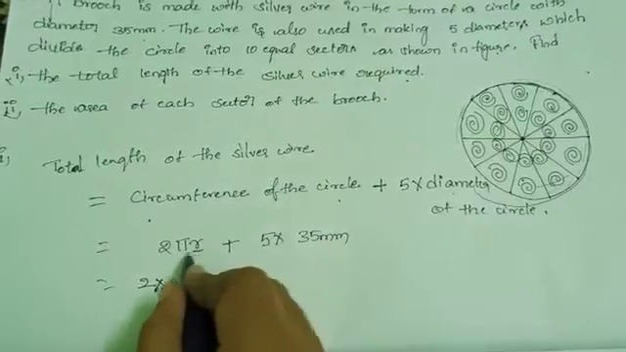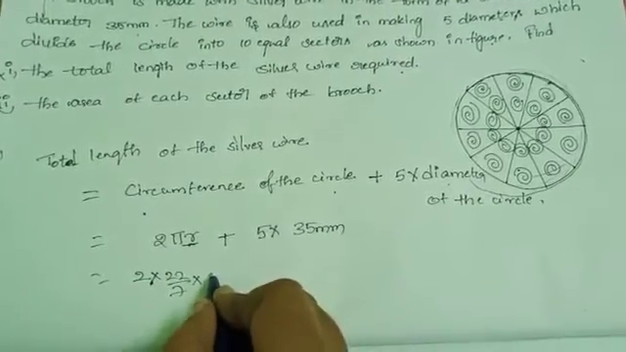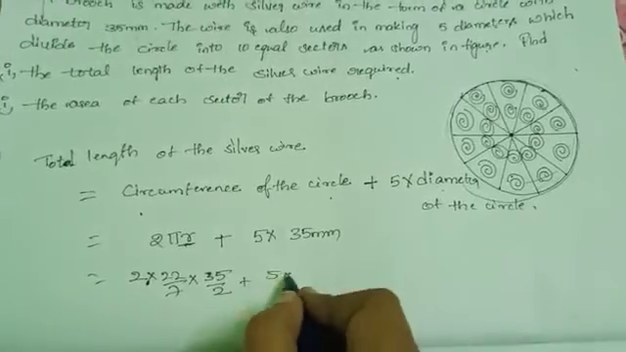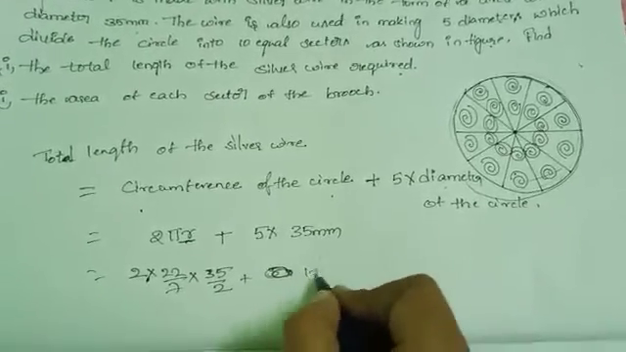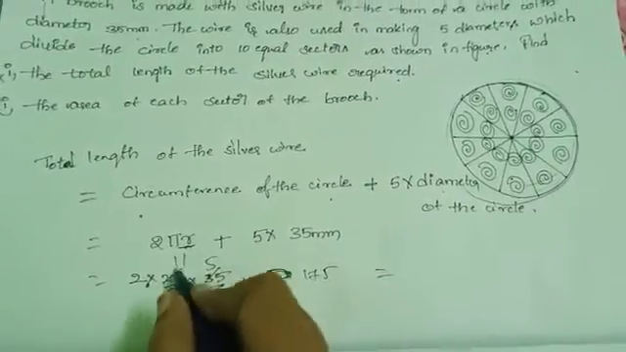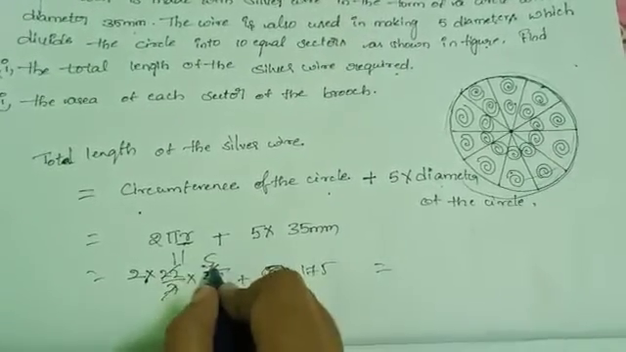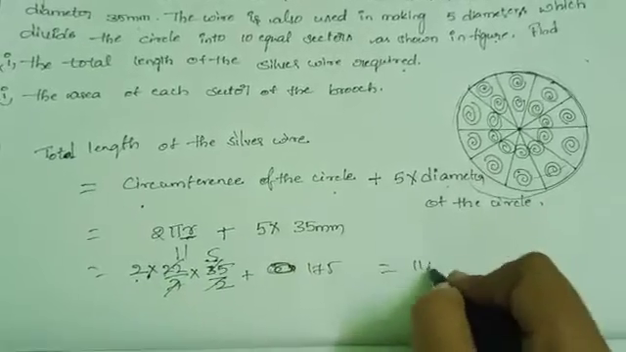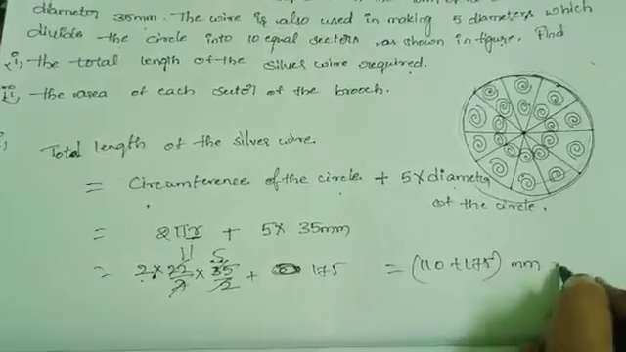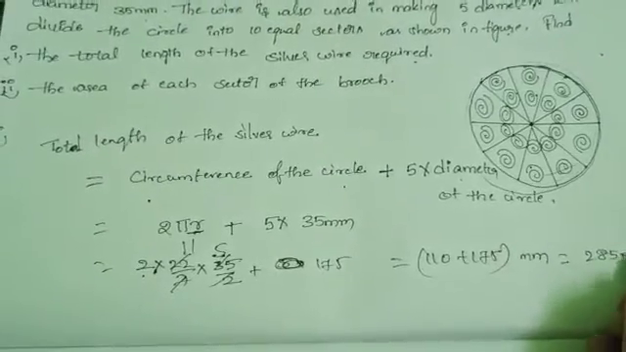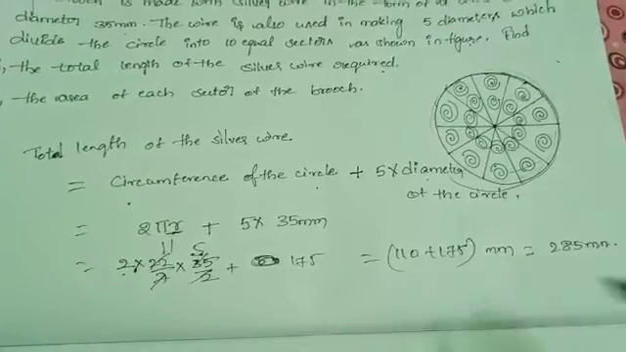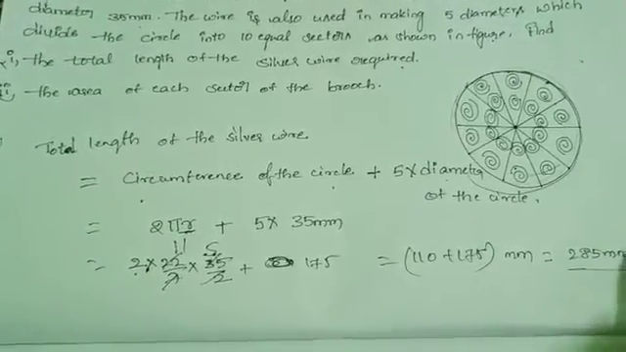22/7. Radius means diameter by 2. The diameter is 35 millimeter by 2. Then 5 into 35, 5 35s is 175. 7 5s are 35, 2 11s are 22, 11 into 5 is 55, 55 into 2 is 110. 110 plus 175, which is equal to 285 millimeter. Okay, the total length of the silver wire is 285 millimeter.